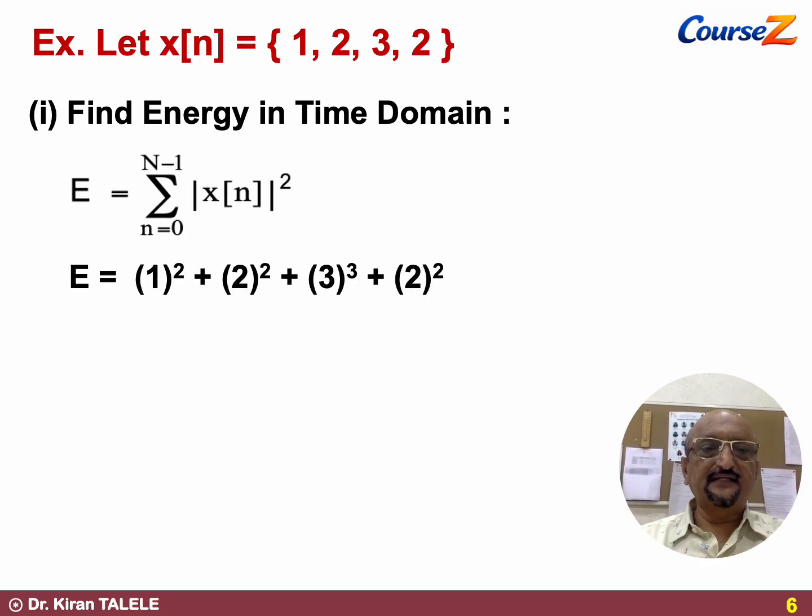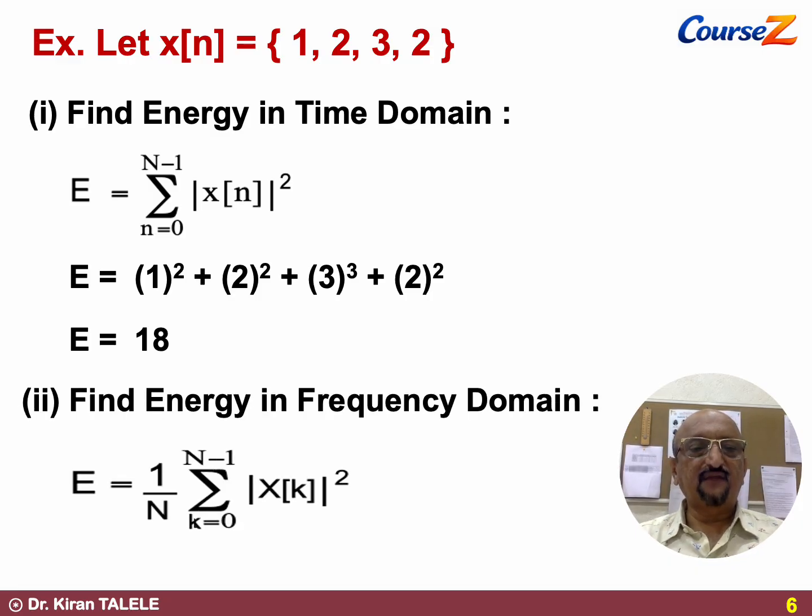First we'll calculate energy in time domain by the basic definition of energy. Here it is a sum of every sample value square: 1 square plus 2 square plus 3 square plus 2 square. And this value is equal to 18. So the energy of this signal is 18.